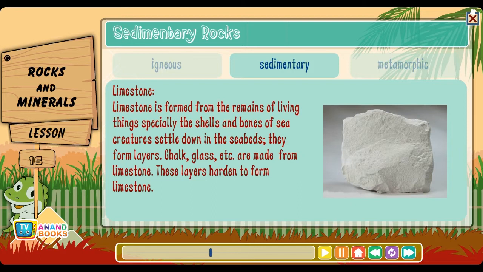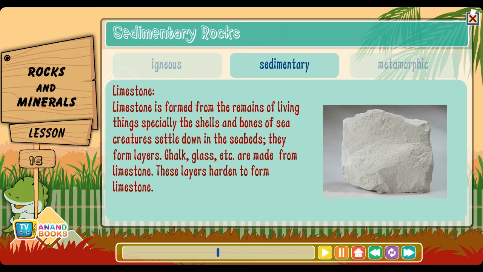Limestone. Limestone is formed from the remains of living things, especially the shells and bones of sea creatures, settled down in the sea beds. They form layers. Chalk, glass, etc. are made from limestone. These layers harden to form limestone.